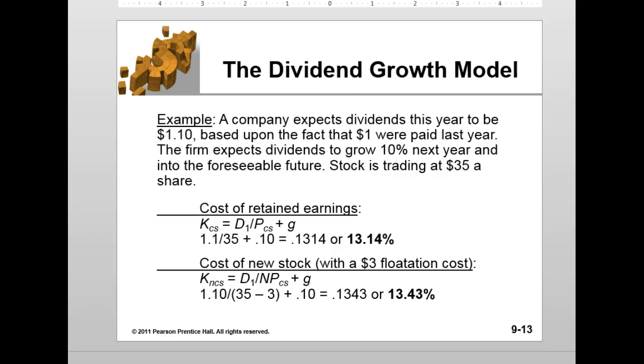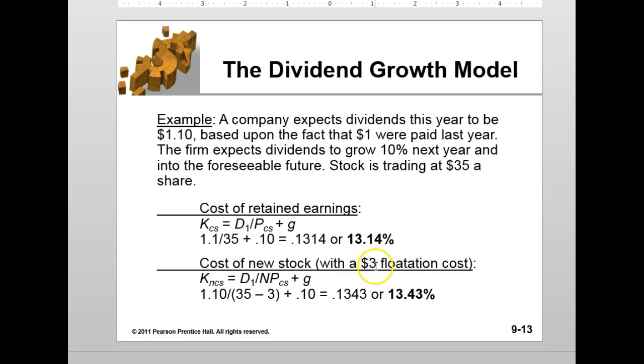So let's look at two examples. A company expects dividends this year to be $1.10, based on the fact that a dollar was paid last year and they expect 10% growth. And the stock is trading at $35 a share. So what does that give us here? Here is the stock, and this is our expected dividend. We divide that and add the growth to come up with 13.14% as the cost of retained earnings.